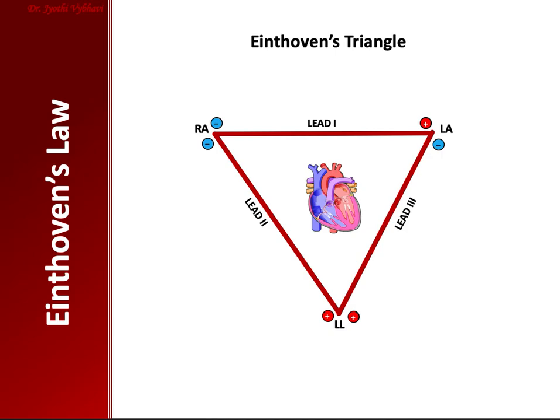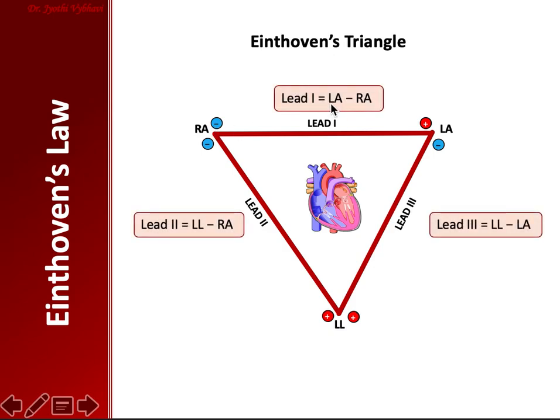This triangle shows the spatial orientation of the 3 standard limb leads. As you can see, lead 1 points horizontally, right? Its left pole is positive, and the right pole is negative. Therefore, lead 1 is given by the formula LA minus RA. And lead 2 points diagonally downwards. Its lower pole is positive, whereas the upper pole is negative, right? And it is given by the formula LL minus RA. Simple.